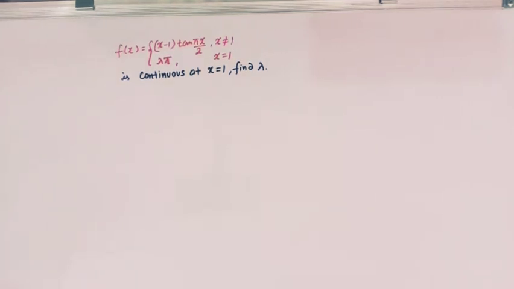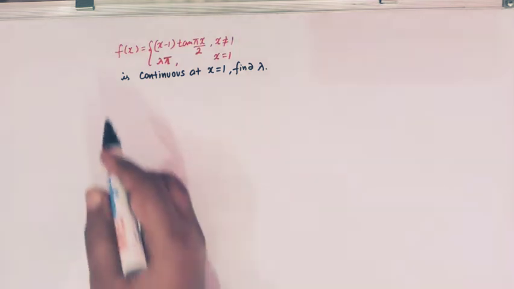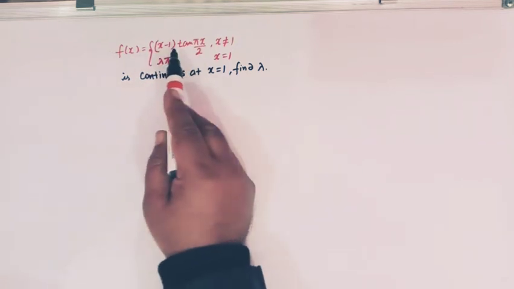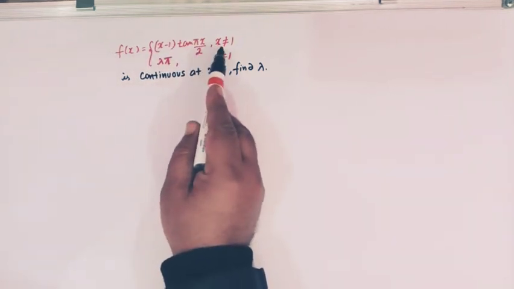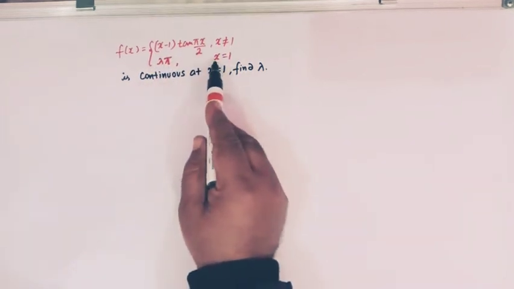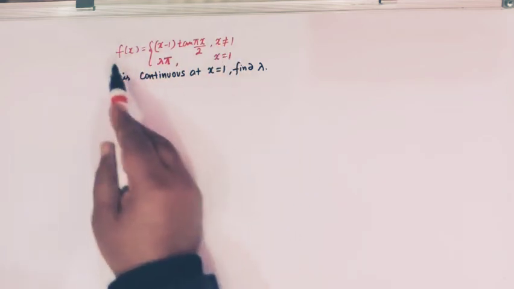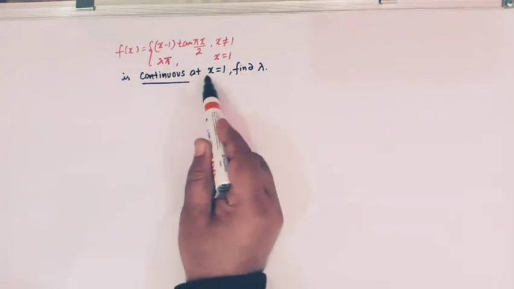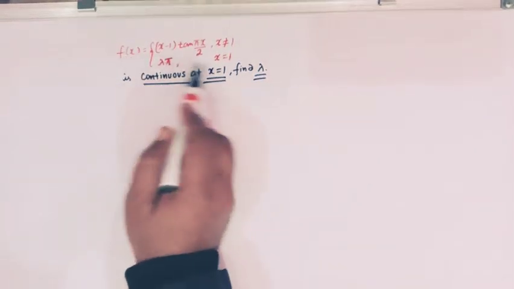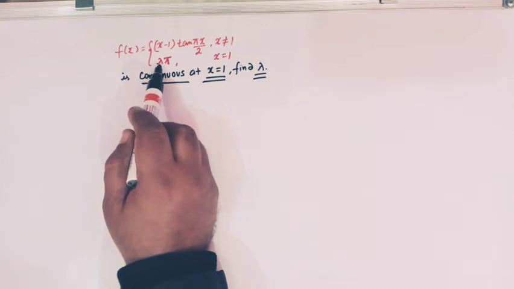Hello viewers, in today's class we are going to discuss one important problem from limits and continuity. Here we are given a function f(x) = (x - 1) tan(πx/2) when x is not equal to 1, and λπ when x is equal to 1. This function is given to be continuous at x = 1, and we have to find the value of the constant λ.